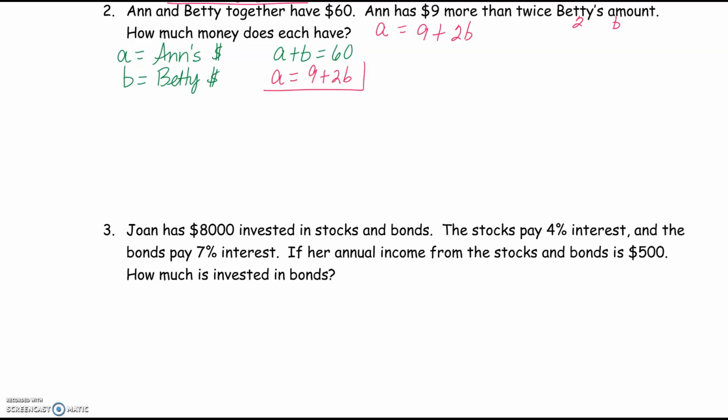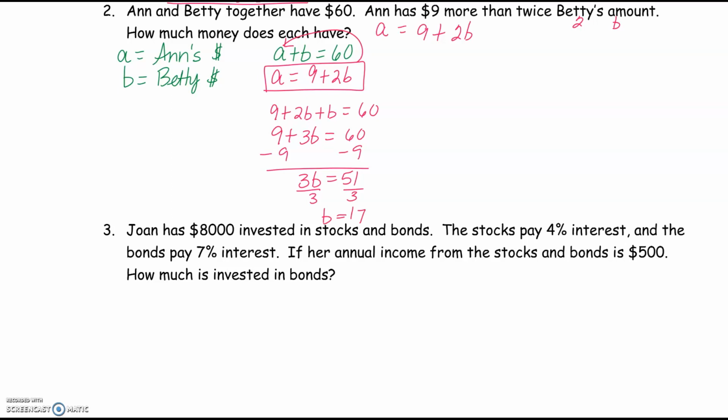If you notice, this one's already solved in terms of A. So wherever there's an A in the top equation, I will plug in 9 plus 2b. So I get 9 plus 2b plus b equals 60, or 9 plus 3b equals 60. I'm going to subtract 9 and get 3b equals 51. 3 does go into 51 evenly, and it's 17 times. So that means that Betty has $17.